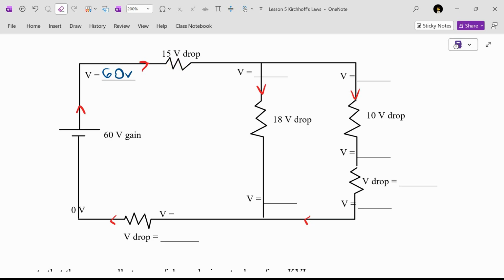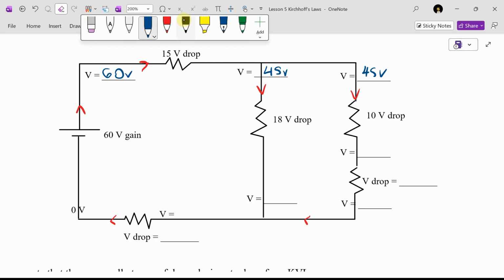And why is it a loss? Because remember, voltage is energy per coulomb. We're bleeding energy off through a resistor. That's a light bulb or your smartphone or whatever. So leaving how many volts? Right here, I'm 45 volts high. Right here, I'm 45 volts high.